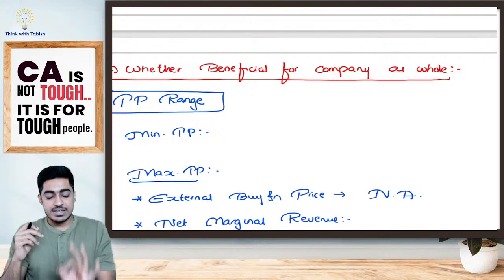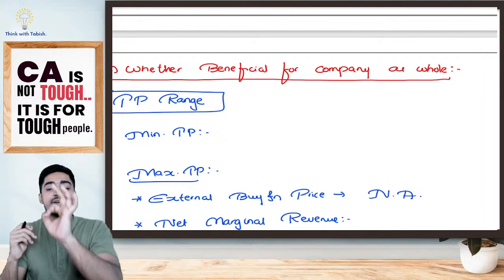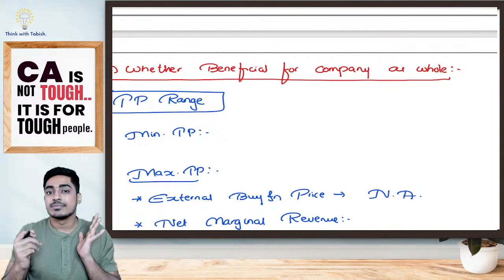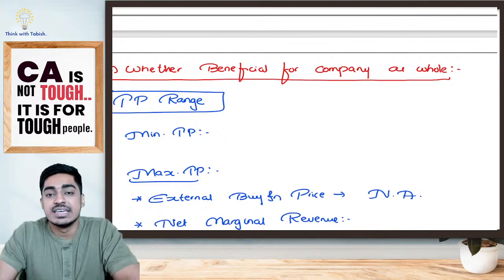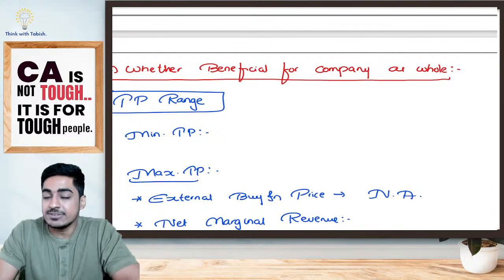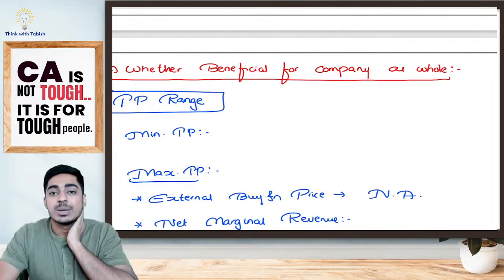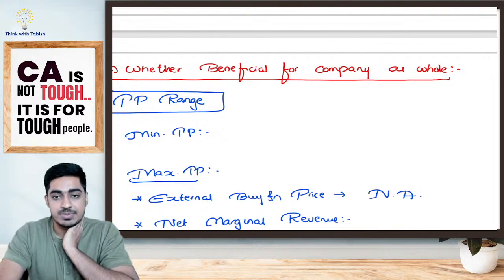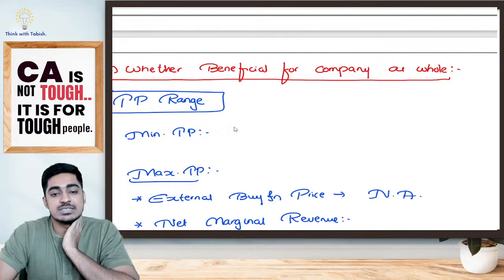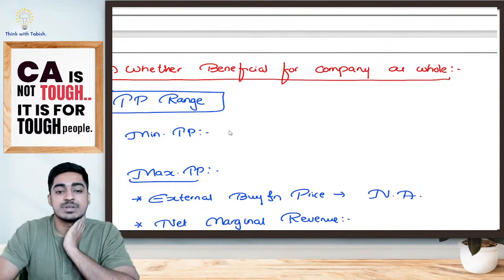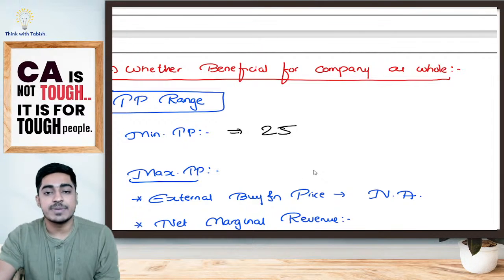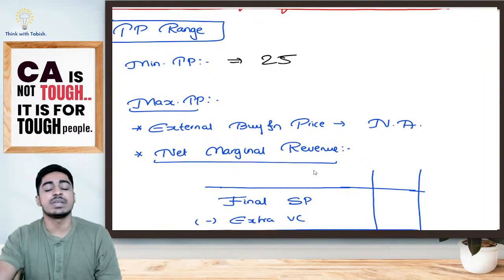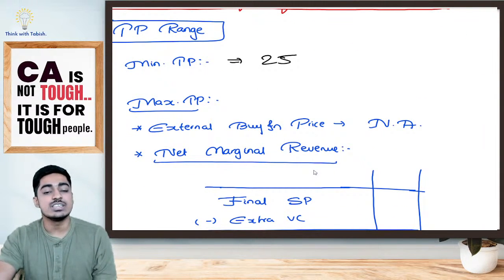The question is whether from the perspective of the company, transfer should happen or not. We look at the transfer pricing range, and if the transfer pricing range exists, we are telling yes, the company wants the transfer to happen. So let us calculate the transfer pricing range. Minimum transfer price, because we are operating at 100%, the minimum we want is 25 rupees. Maximum transfer price, yes, it is the external buy-in price or net marginal revenue, whichever is lower.